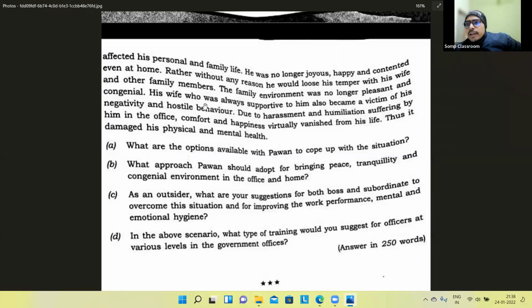Suppressing disease is not the solution of disease. You have to do the treatment of disease. Mental health is a disease as well. Oh, okay. Okay, sir. So you can mention these things.